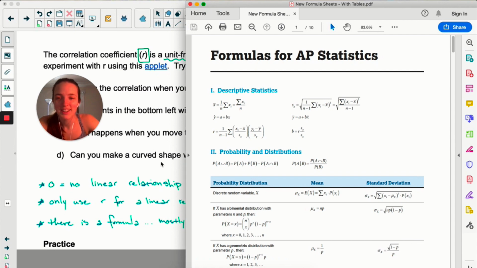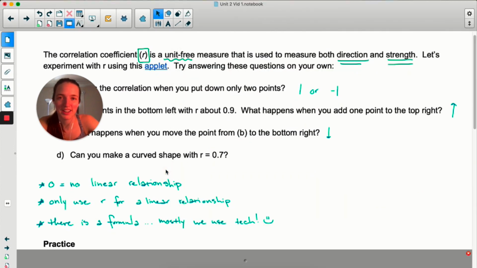It's a lot of work. Most of the time you'll just be using technology to calculate R. And we'll get to that in a different video. For right now, don't worry about it.